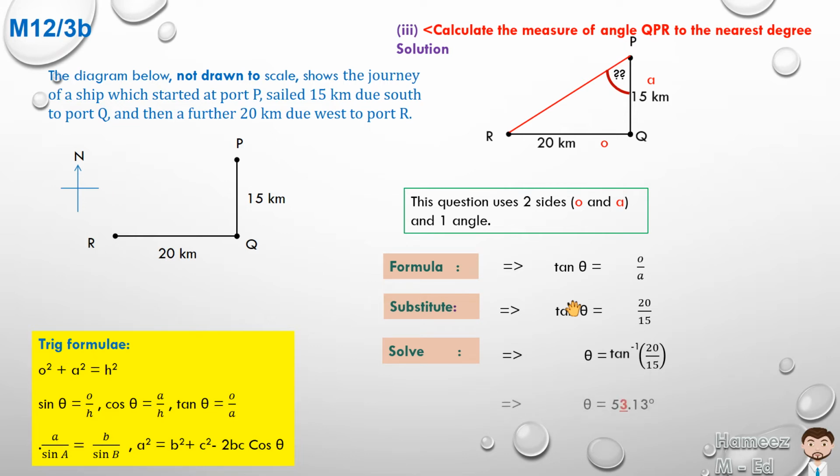And using our calculators, that will give us 53.13 degrees. But this question required that we do it to the nearest degree. So the angle QPR is equal to 53 degrees.